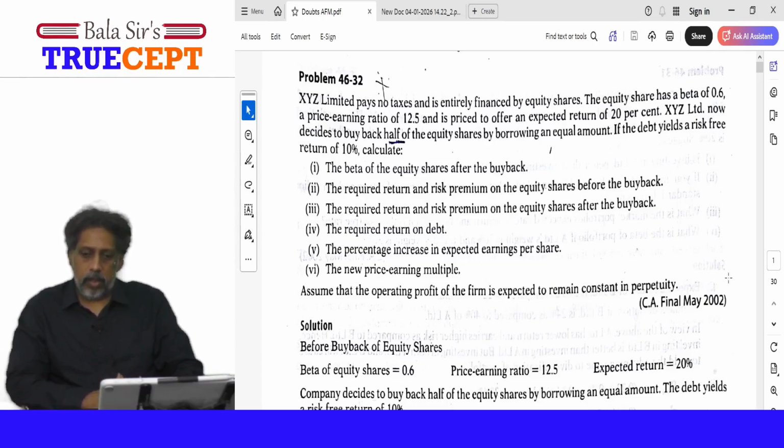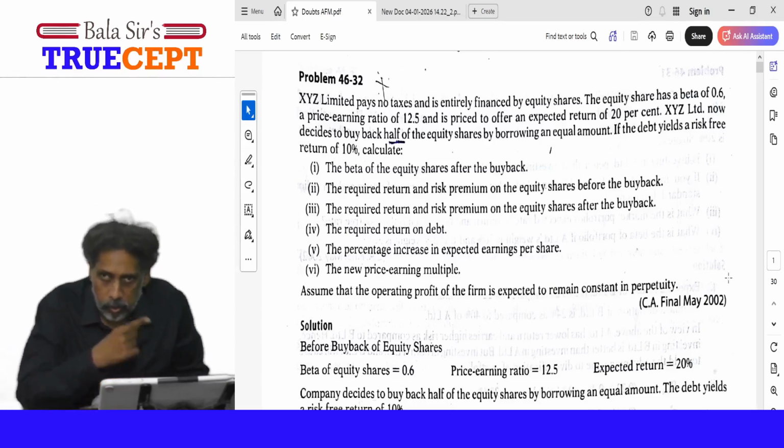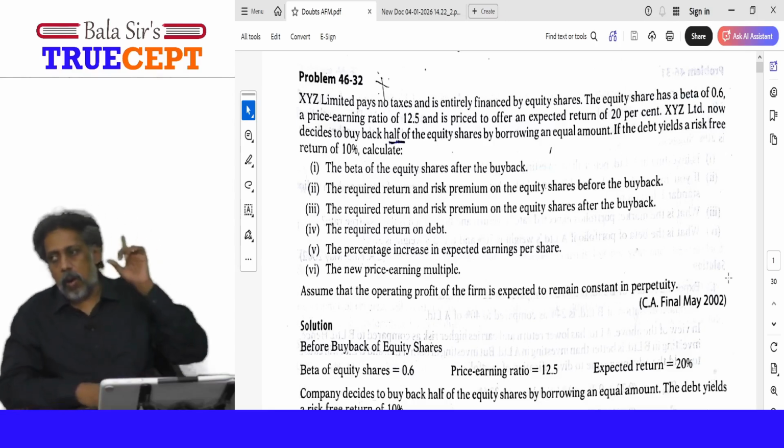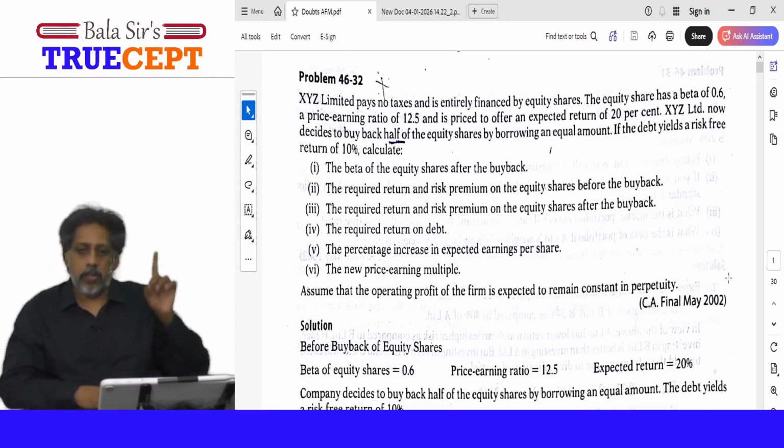That's it. And for debt, what is given? Read that buyback part. XYZ Limited now decides to buy back half of the equity shares by borrowing an equal amount. If the debt yields a risk-free rate of 10%, calculate. That means basically the rate of interest on your loan is 10%, which is also the risk-free rate. Point to note. Is that fine? So now we shall go ahead and take on the questions one by one.